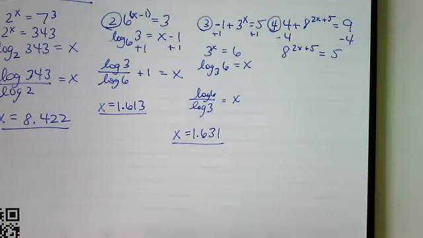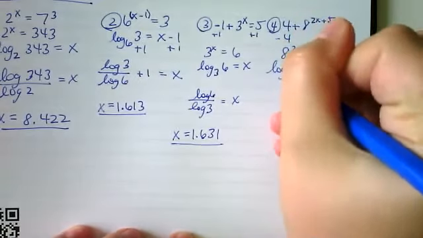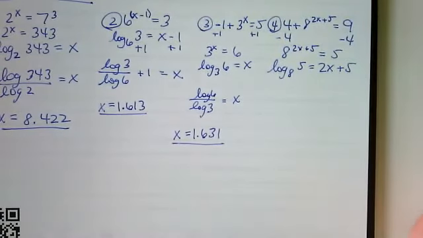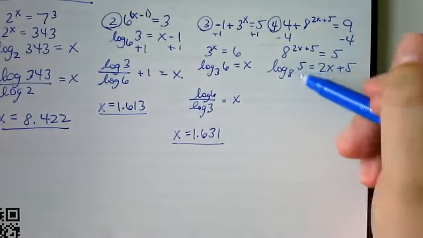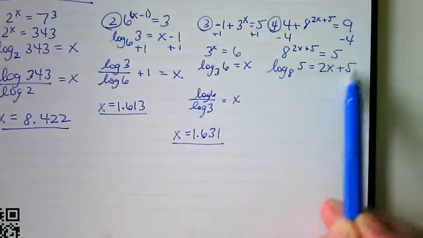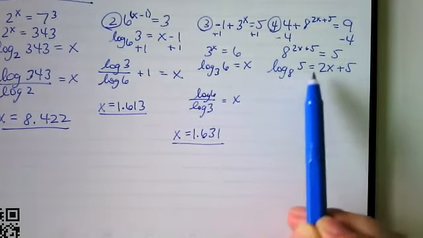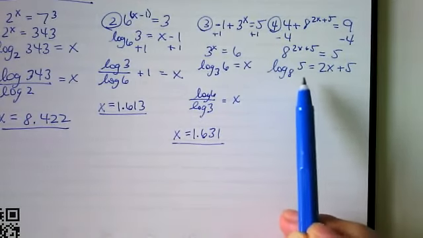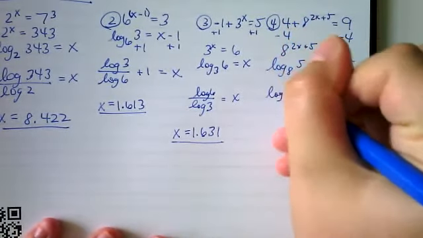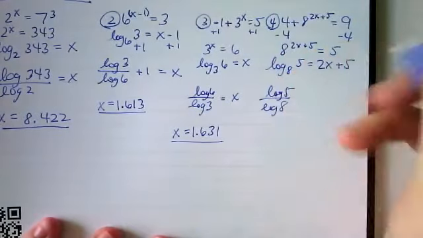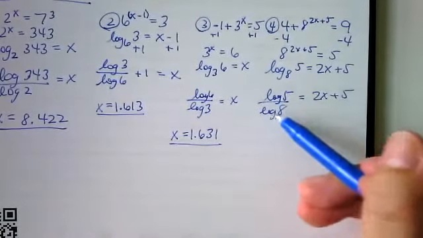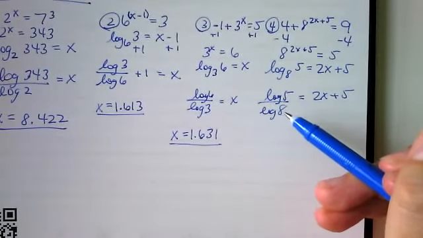Now I'm going to rewrite into a log. So I've got log base 8 of 5 equals 2x plus 5. Okay, so in our calculator, we can do this first and then solve. Just make sure that you are not rounding this until the very, very end. Okay, so I'm going to rewrite this as a change of base. So I've got log of 5 divided by log of 8 is equal to 2x plus 5. Okay, I'm going to leave this written like this, just so we know we're not rounding until the very end.